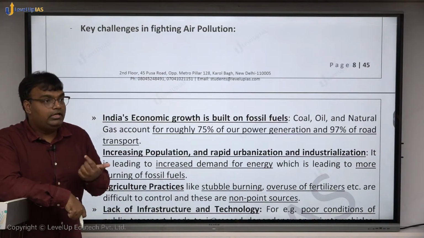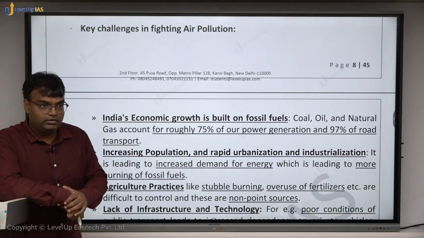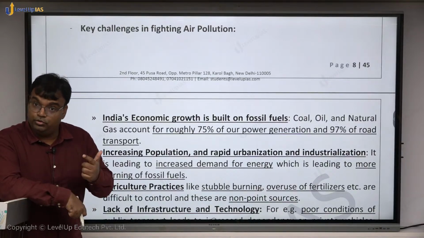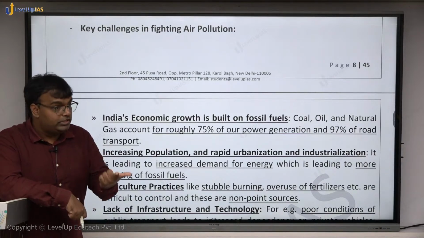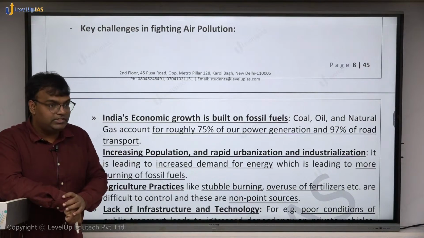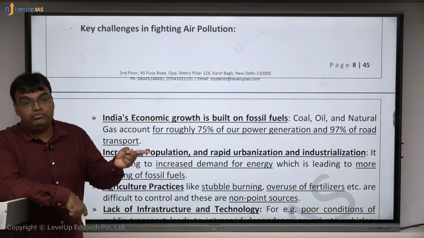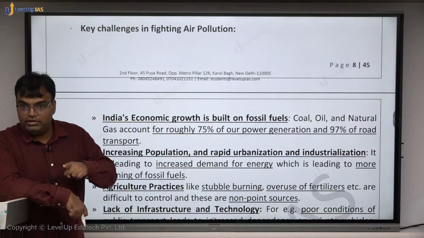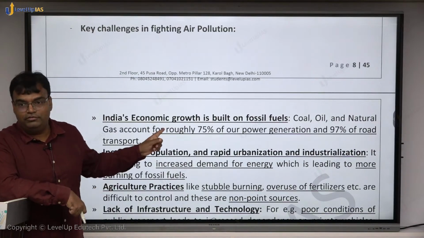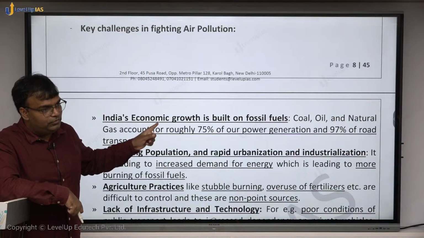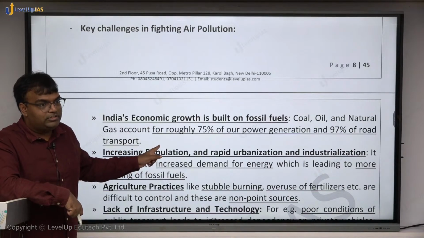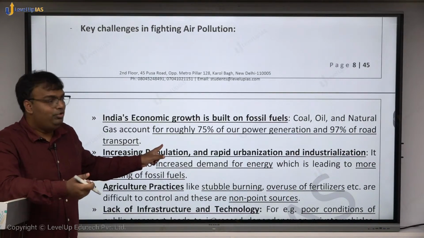Then India as a country is growing, population is growing, more industrialization is happening, more urbanization is happening, and all this will lead to increased energy requirement. And where is most of our energy coming from? Fossil fuels. So energy is coming from fossil fuels. India is growing. Isme fighting pollution becomes somehow difficult.